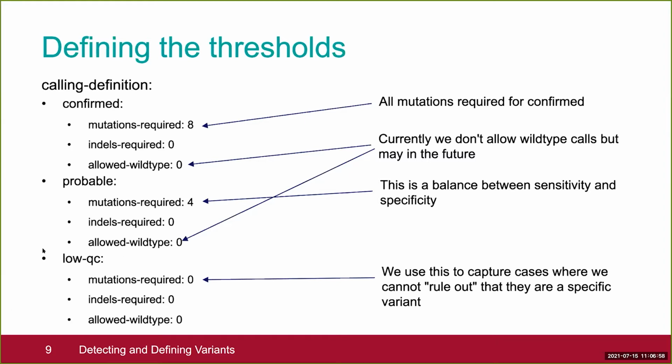And the last category is this low QC category, and you can see that all of the mutations required is 0 in this, and that's because we need to be able to capture sequences where we're not able to rule out a variant. Although we can't rule it in, we also have to be able to say this may be that variant, but we don't have enough information to say that, because we want to make sure that there's not an insufficient level of public health management.